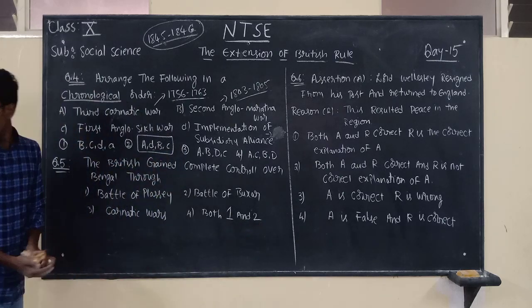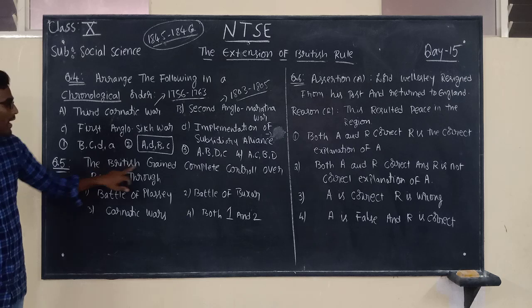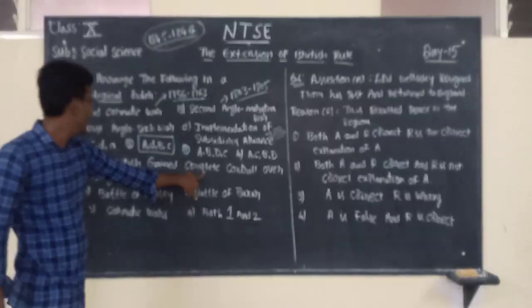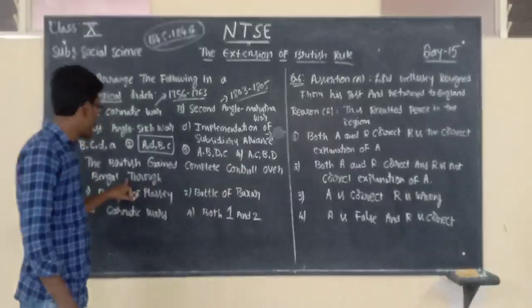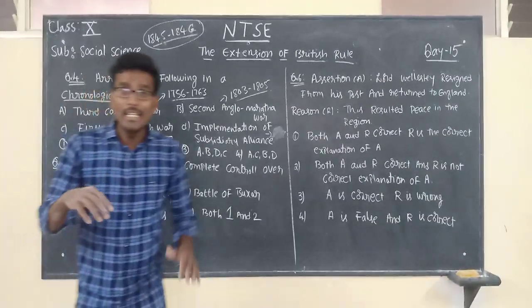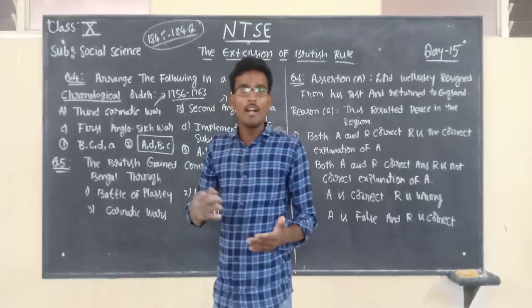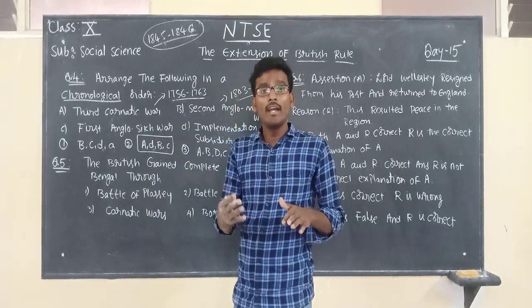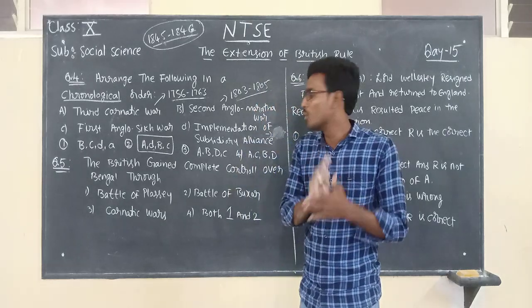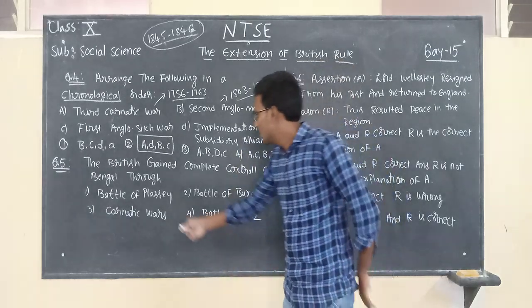What is the question given here? The British gained complete control over Bengal. The British gained complete control over the Bengal region in India by which wars? Through which wars? Here the options: Battle of Plassey.